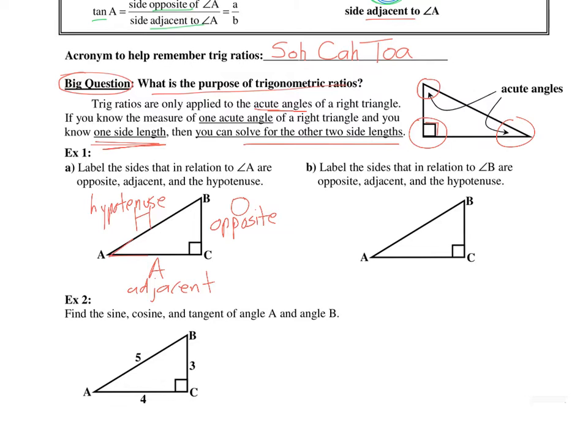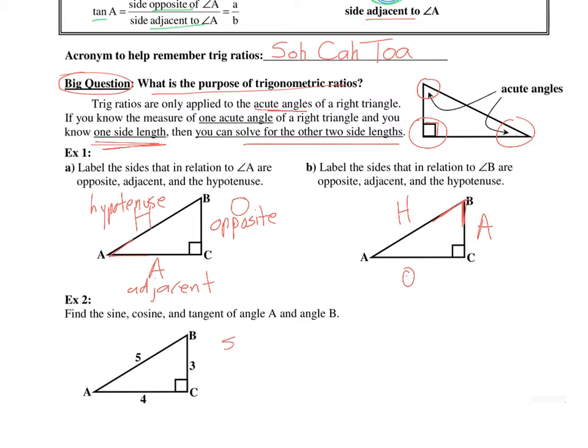Okay. For part B, label the sides that in relation to angle B are opposite, adjacent, and hypotenuse. Okay, be very careful here. Which angle are we talking about? B. So what's opposite to B? That would be this one right here. What's adjacent to B? That would be this one here. And what is the hypotenuse? Right there. Okay. For example 2, find the sine, cosine, and tangent of angle A and angle B.